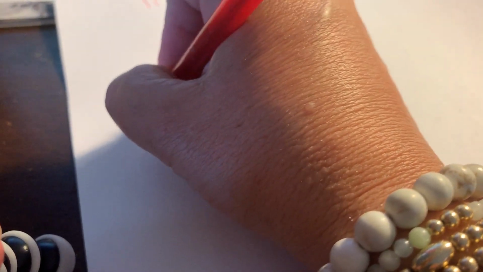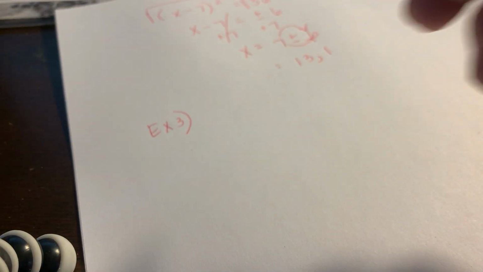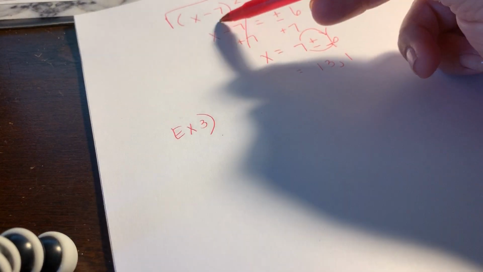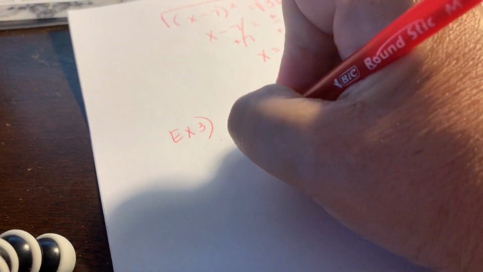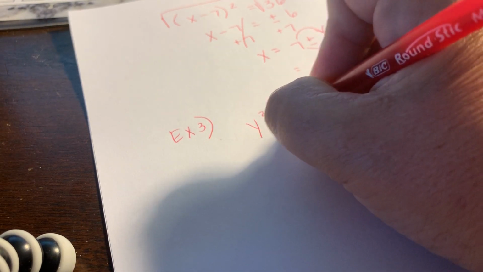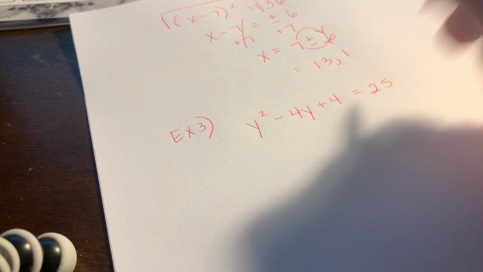All right, next one, example 3. Now this one, what was nice about the one we just did is that it was already factored for us. It was already in that parentheses form. On this next one, it's not. y squared minus 4y plus 4 is equal to 25.